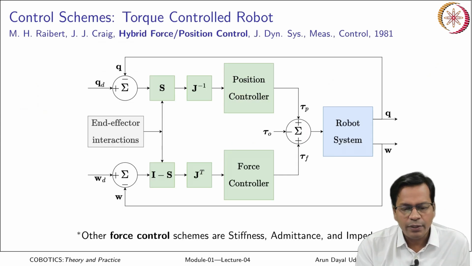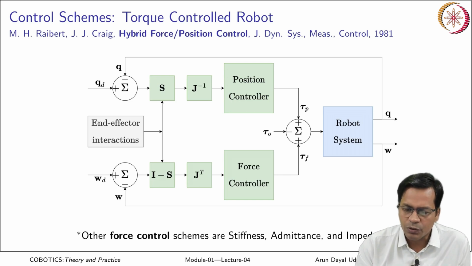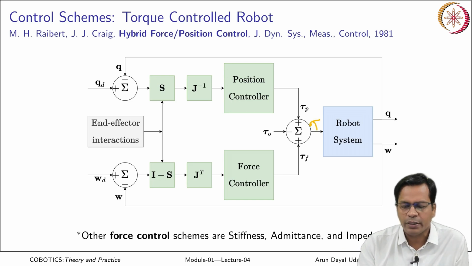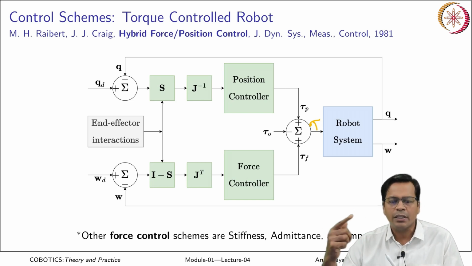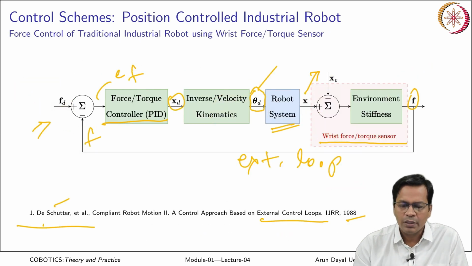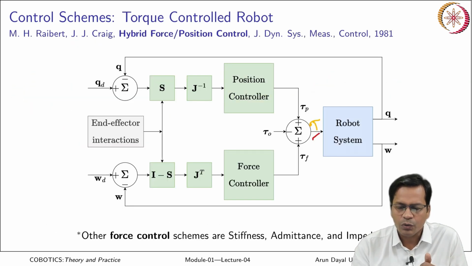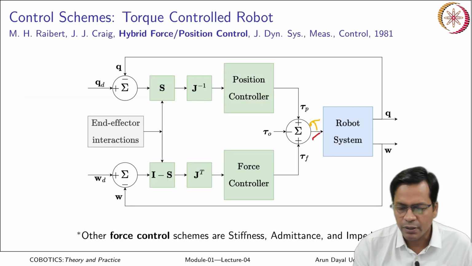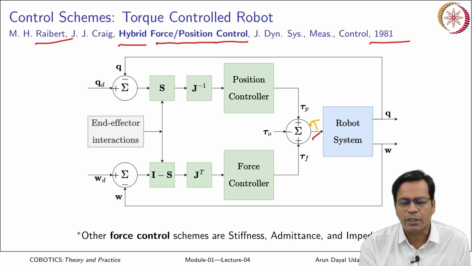Okay, so the control scheme for using such a robot. This robot accepts torque at the joint. That means this robot should be built with actuators that accept the torque command, not a position command as we saw here. This robot was accepting the position command here. Now this torque goes here, and this is given by Raibert and Craig in 1981, which shows hybrid force and position control.